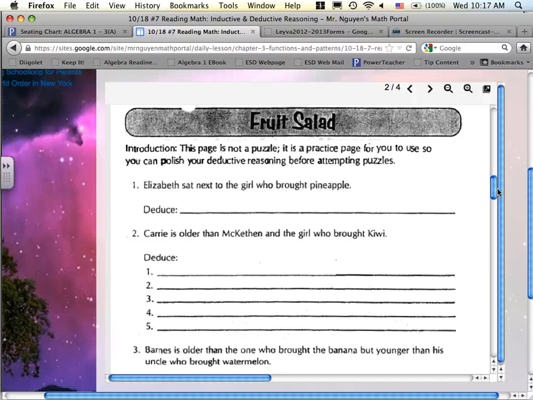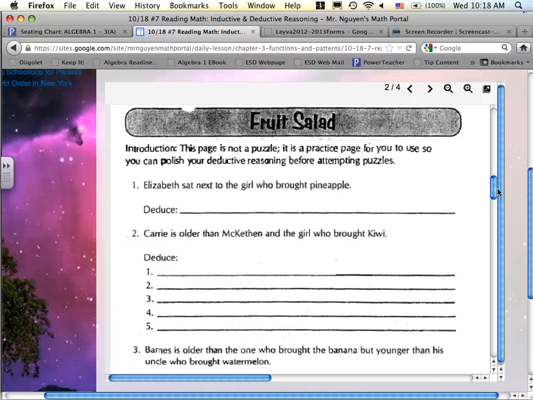What we have for the fruit salad are, let's take a look at number one here. I have one general statement, and I want you to try to read it and see if you can actually get anything out of that particular statement. Any clue you can find, anything that will help you understand it better. Elizabeth sat next to the girl who brought pineapple. Just based on that one sentence, what can you say or deduce from it?